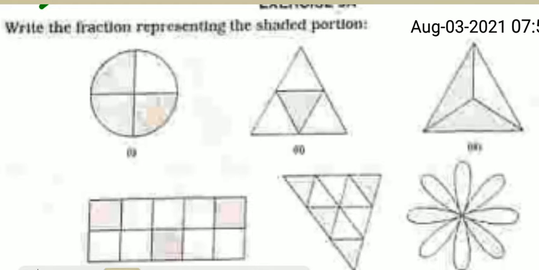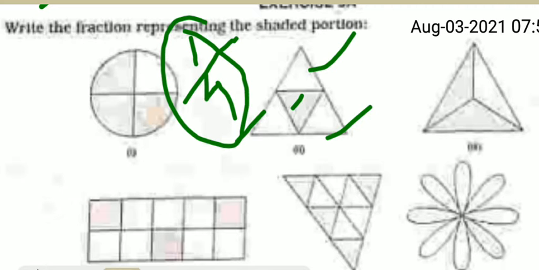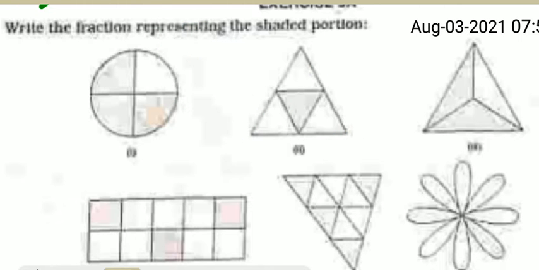In this way, the second one is a triangle. In this triangle, the middle portion is shaded, and the total number of divisions is 1, 2, 3, 4. So how many parts are shaded? 1, and total is 4. So the fraction will be 1 by 4. Okay, understand? Hope that everybody understood. In this way you have to solve them in your copy.